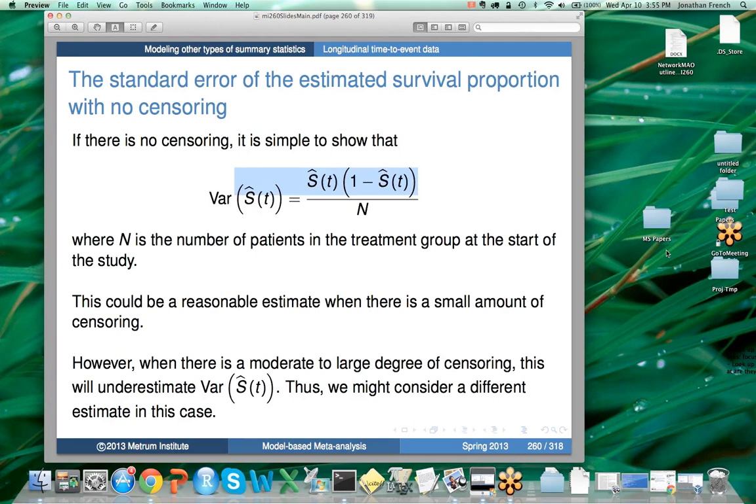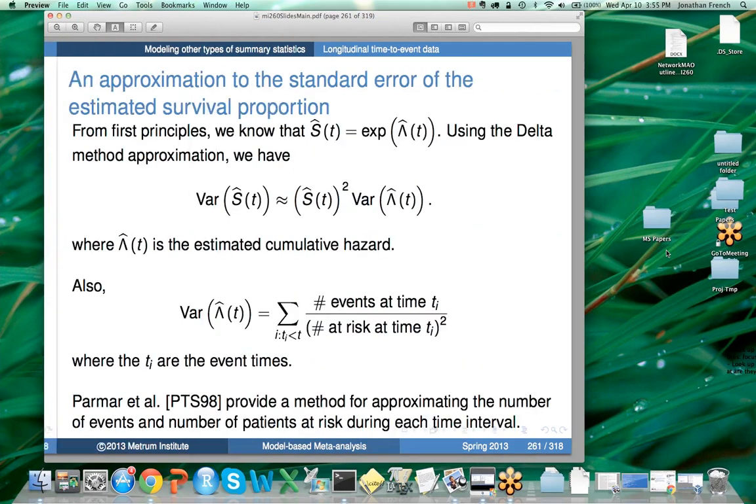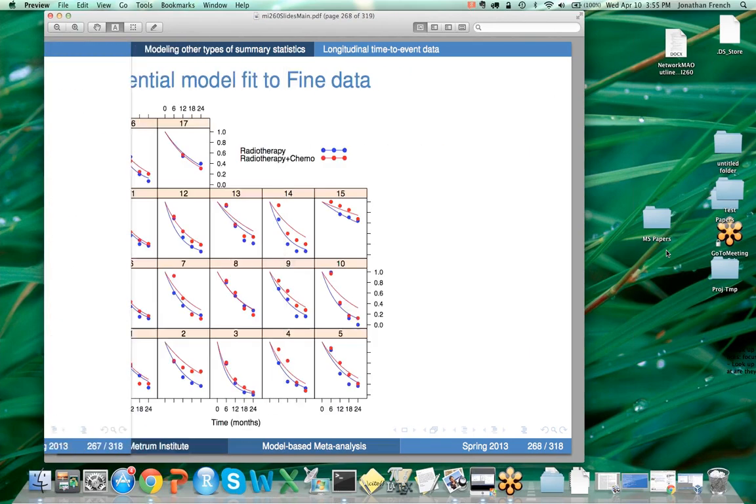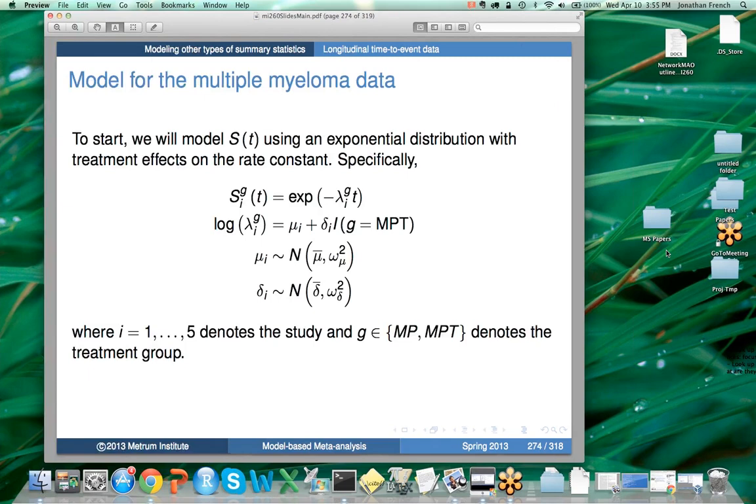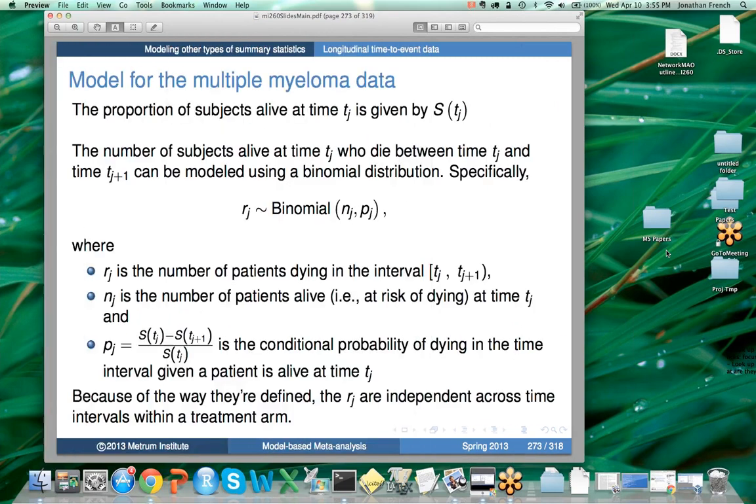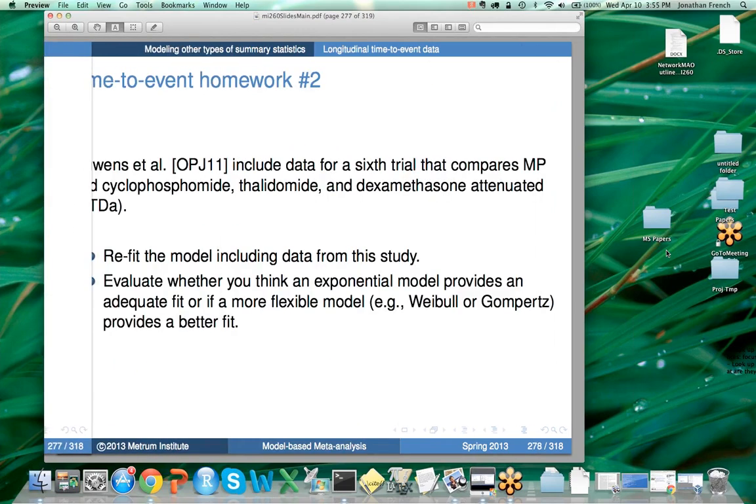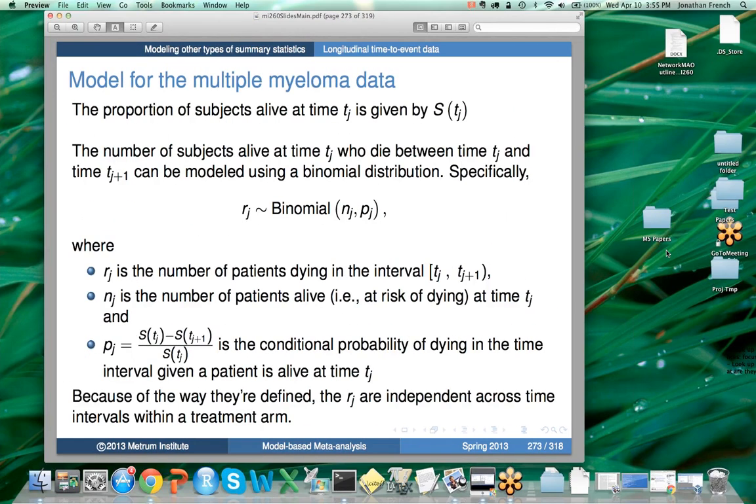The questions I've asked you to work on for homework are in the slides here. Homework 1 asks you to fit additional, more flexible models to the glioma data, and homework 2 asks you to fit this same exponential model using the WinBUGS approach to the multiple myeloma data, but now adding in that additional study. All of the material should already be posted to the website. I think Bill mentioned that the midterm exam is coming, and it's in the process of being made right now, and he'll post an update for everyone about when that's ready.